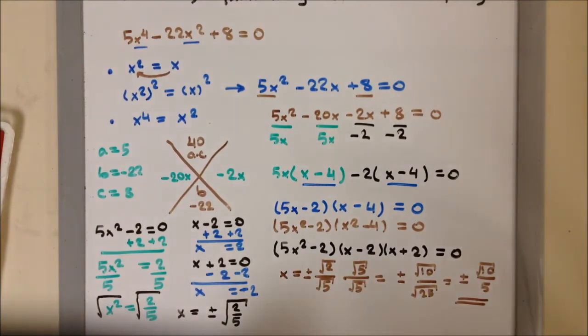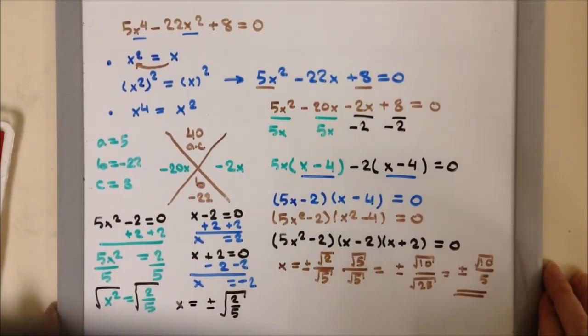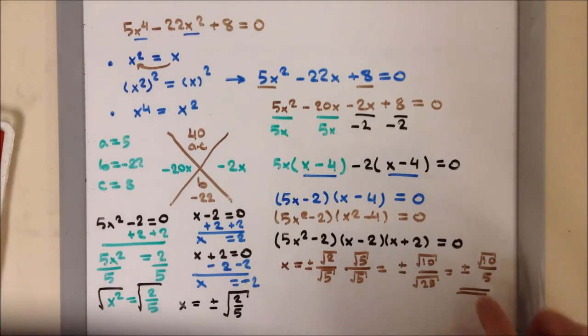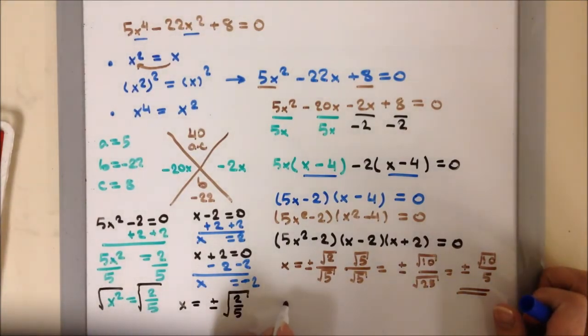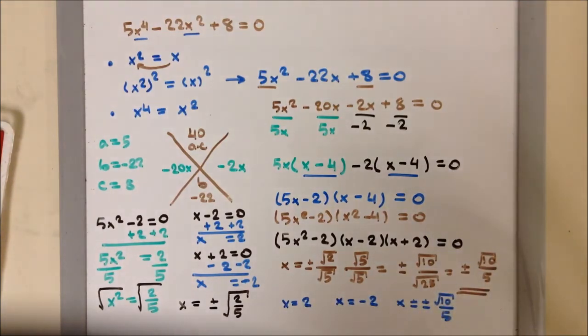So my final answer is going to be actually not just 3, but 4, because the plus and minus count as 2 answers. So my answer will be x equals 2, x equals negative 2, and then x equals plus and minus square root of 10 over 5. So those are our answers.